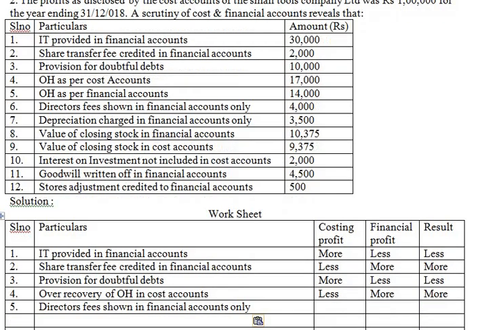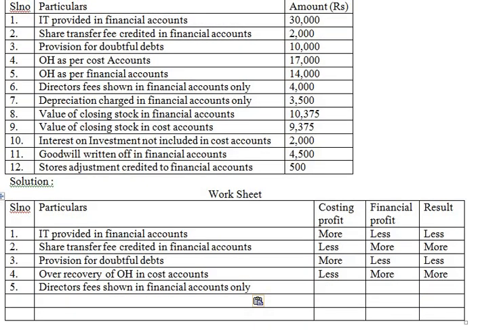Directors' fees is shown in the financial accounting. So it is an expense, so here it will be more, less, and your result is also less. Sixth point. Depreciation charged in financial accounting only. Okay, so only in financial accounting they are charged, so your costing profit will be more, and this will be less financial profit, and your result will also be less.